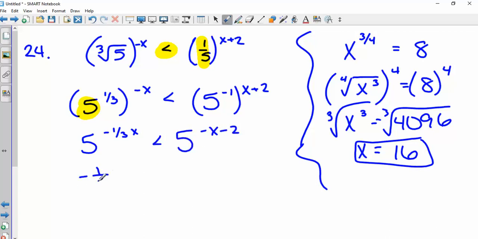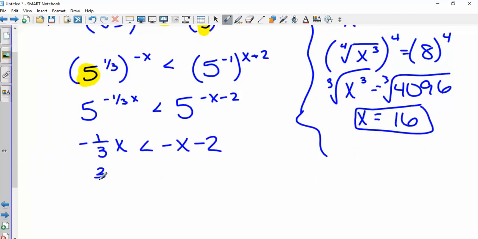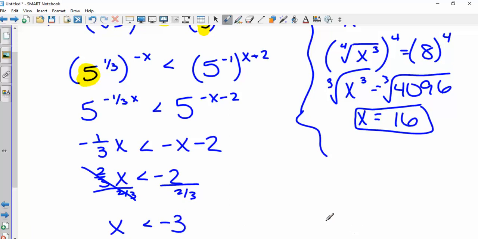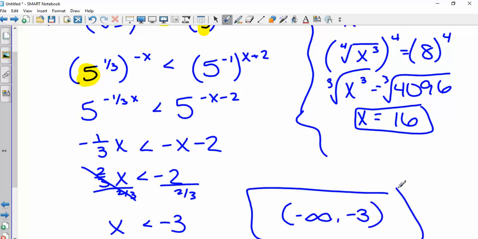So then you can drop your base. Add over my x, divide by 2/3. Remember, if it's an inequality, if you divide by a negative, you have to flip it. Not the case for a positive. And you get x is less than -3. So how would I write that with an interval? -infinity to -3, and no, a fraction is not equal. Exactly.